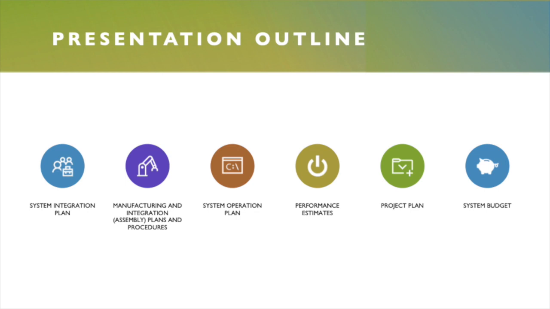The presentation outline starts with the system integration plan, manufacturing and integration or assembly plans and procedures, system operation plans, performance estimates, project plan, and subsystems budget.